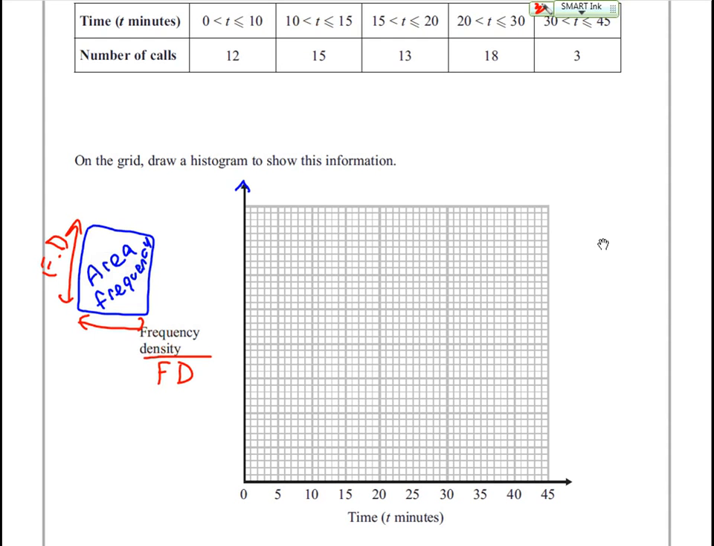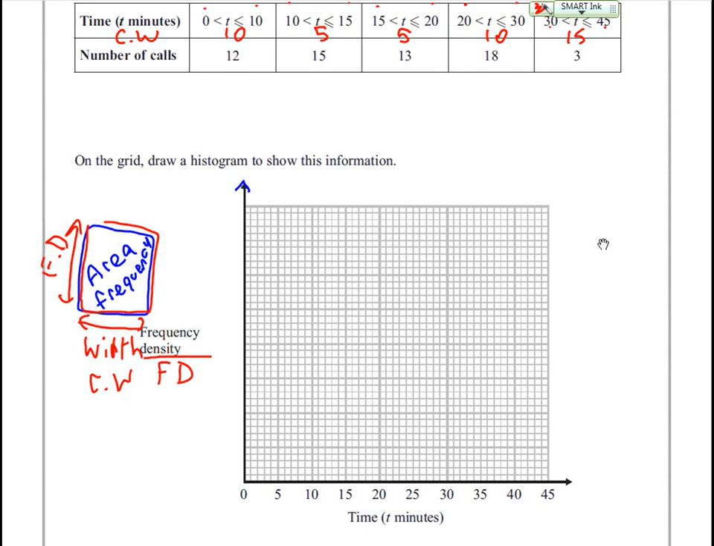And across we call it the width of the class, or the class width. So for each bar where we're considering the area, we need to know how far up to go, the frequency density, and how wide it is, the class width. You can find the class width from 0 to 10: it's 10 wide. From 10 to 15, it's 5 wide. From 15 to 20, it's 5 wide. From 25 to 30, it's 10 wide. From 30 to 45, it's 15 wide.